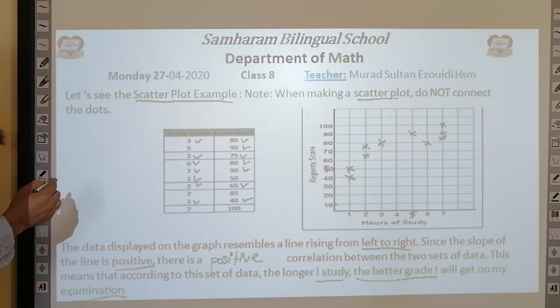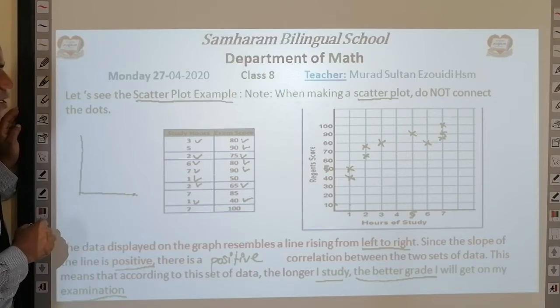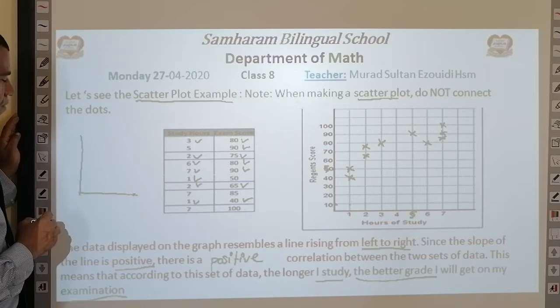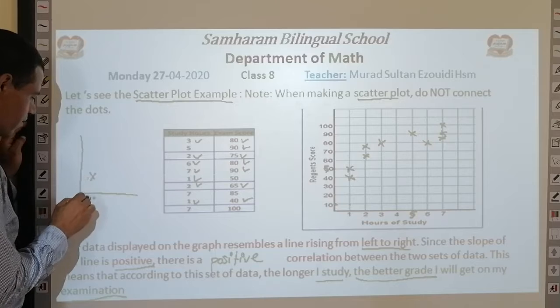For example, my kids, I will give this one. Scatter graph. For example, I will make it like that.